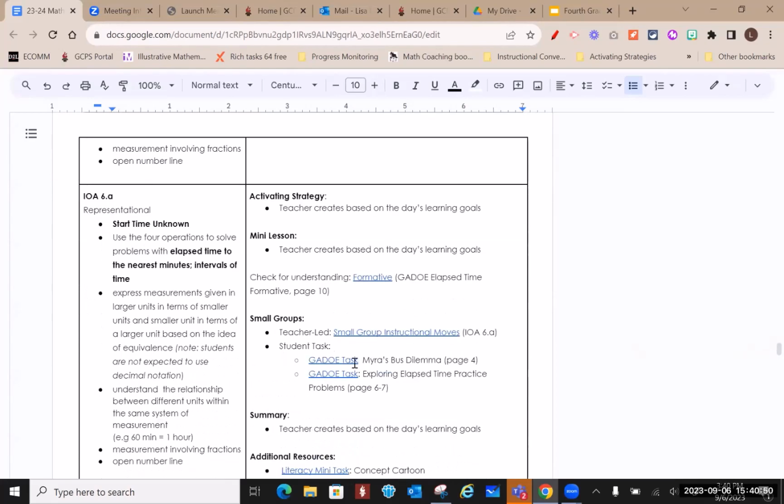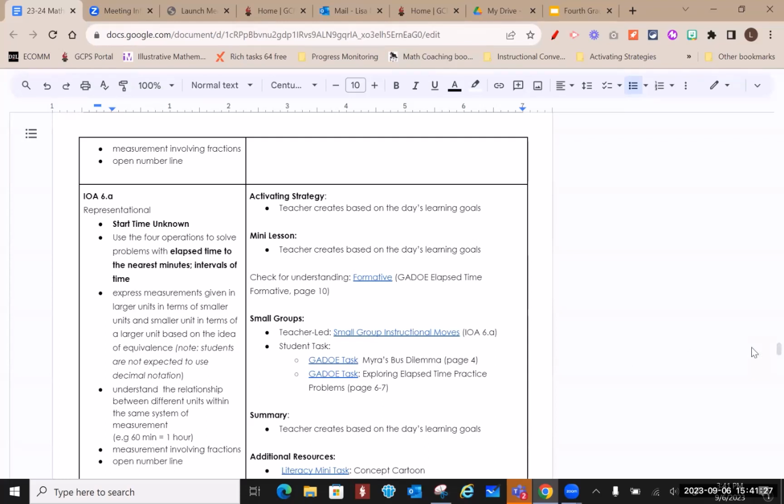Here I'm noticing that we do have one of those Georgia DOE tasks on there, so I want to talk to you about that. When you see a Georgia DOE task on pacing, when you click on the actual task, it opens up to a large document that has many tasks and resources, but you can see we have labeled the actual page for the specific task. So for this one, Myra's bus dilemma, when you click on this link, it should take you to page 4, which is the first page of this particular task.